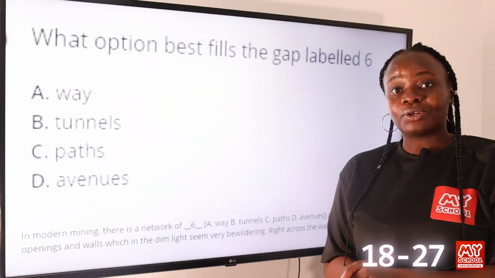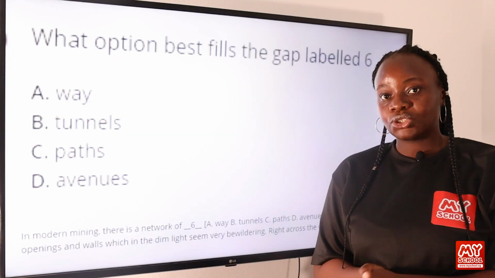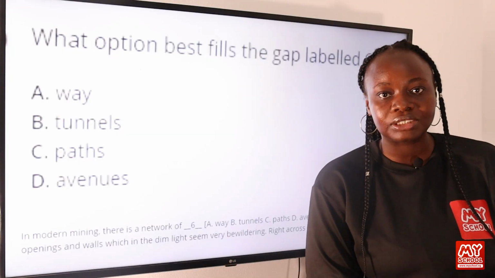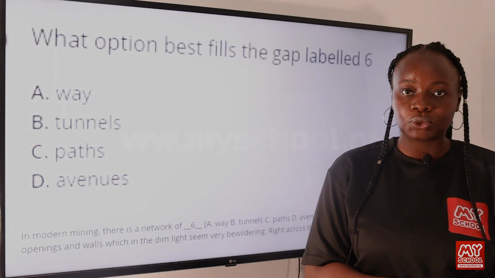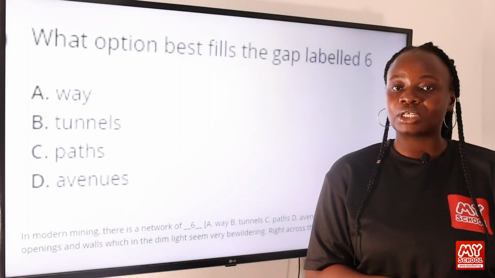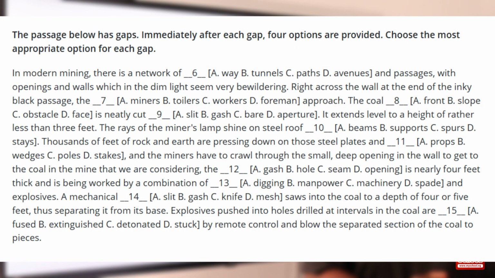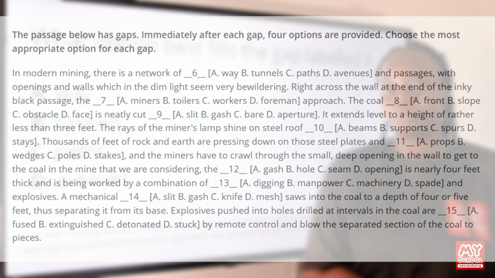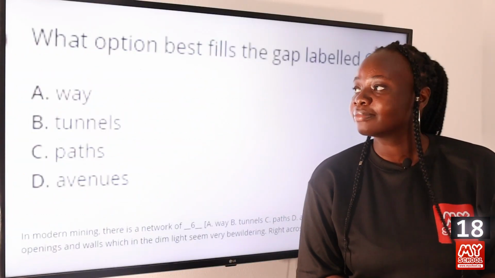Questions 18 to 27 come with a language register passage, so I would advise you to go down to the link in the description below. This takes you to the Myschool website where you can access the language register passage, or you can pause the video as soon as it is displayed on your screen. So do not forget that the aim of this passage is to read, understand the main idea, and then get back to the questions. So now moving on to question 18.